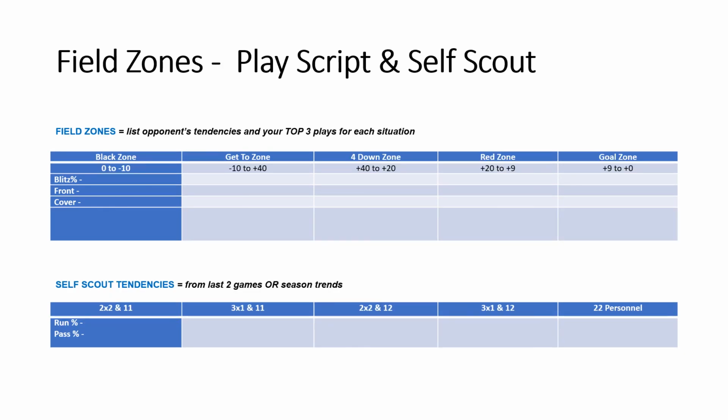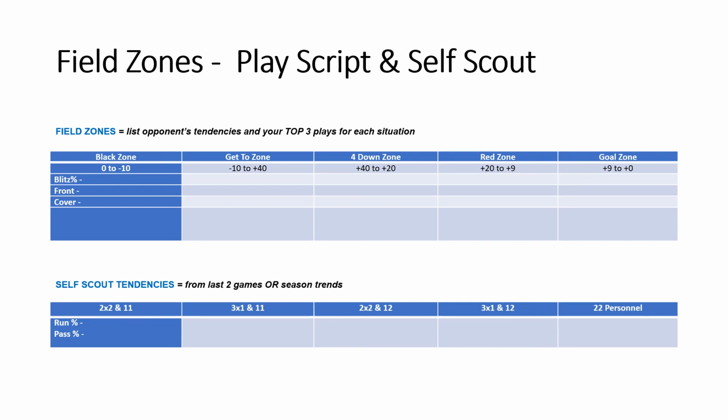All right, last then are field zones play script and a self scout. Again, we want to go ahead and take those different field zones and look at the tendencies of blitz percentage, fronts, and coverages. Looking at that black zone where you're coming out of your end zone, to the get to zone, to the 4 down zone, red zone, and goal zone.